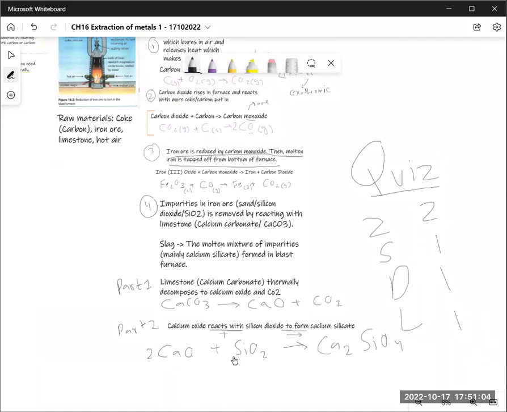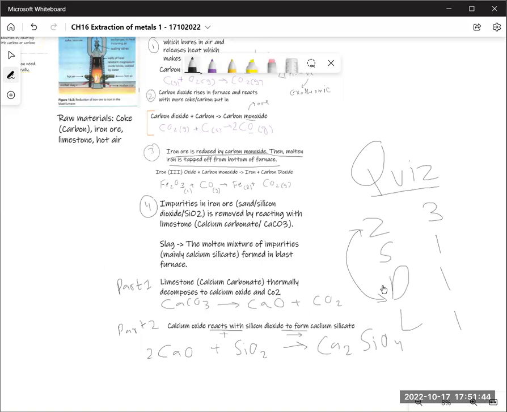Now we'll make 2 teams moving on. Zahra and Diana, and Luna and Safa. Is that clear? Now the next question: by which equation is carbon monoxide formed in the blast furnace? By carbon dioxide and carbon. Okay, that's 1 point for these 2. So 4 points for this team, 2 points for the other team.